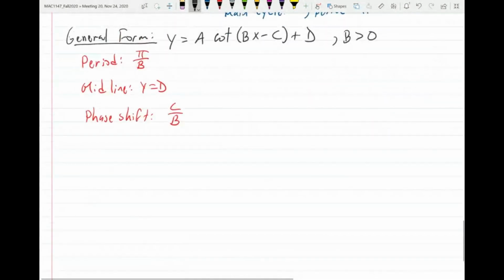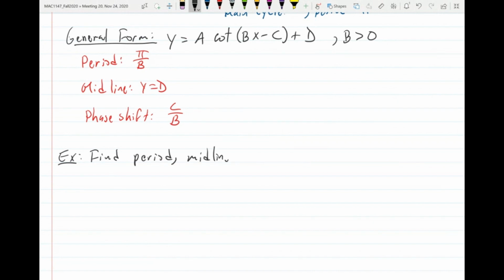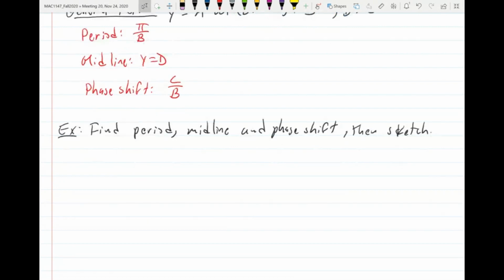All right. So let's see. As an example, find period, midline, and phase shift, then sketch. Okay. All right. Let's see. So the function is going to be y equals -2 times tangent of pi x plus pi, minus 1.